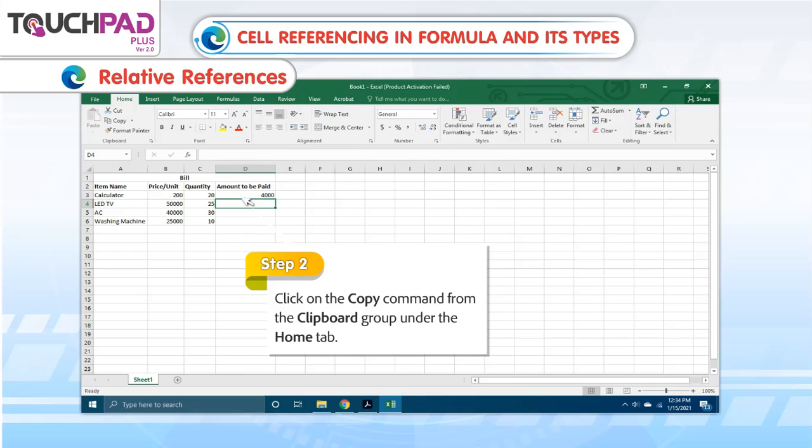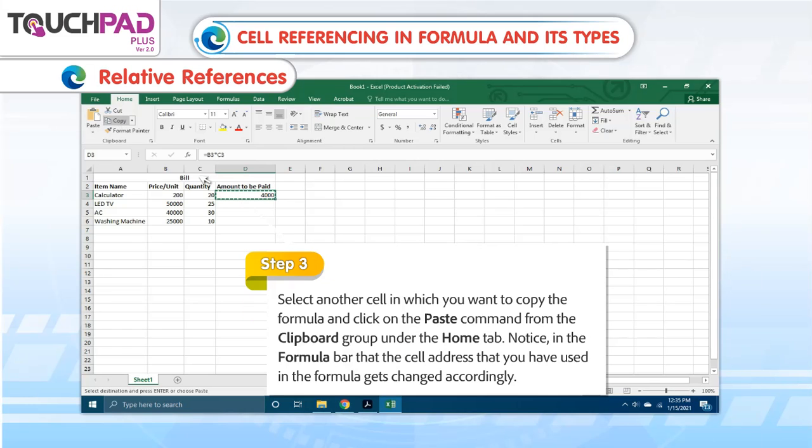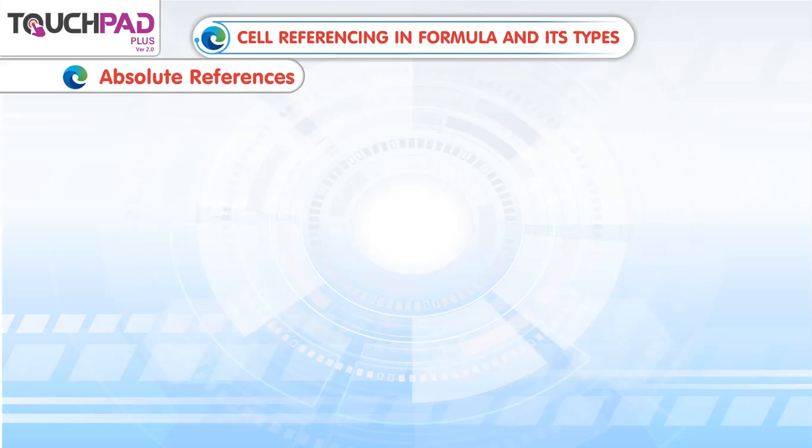Step 2. Click on the Copy command from the clipboard group under the Home tab. Step 3. Select another cell in which you want to copy the formula and click on the Paste command from the clipboard group under the Home tab. Notice in the formula bar that the cell address that you have used in the formula gets changed accordingly.